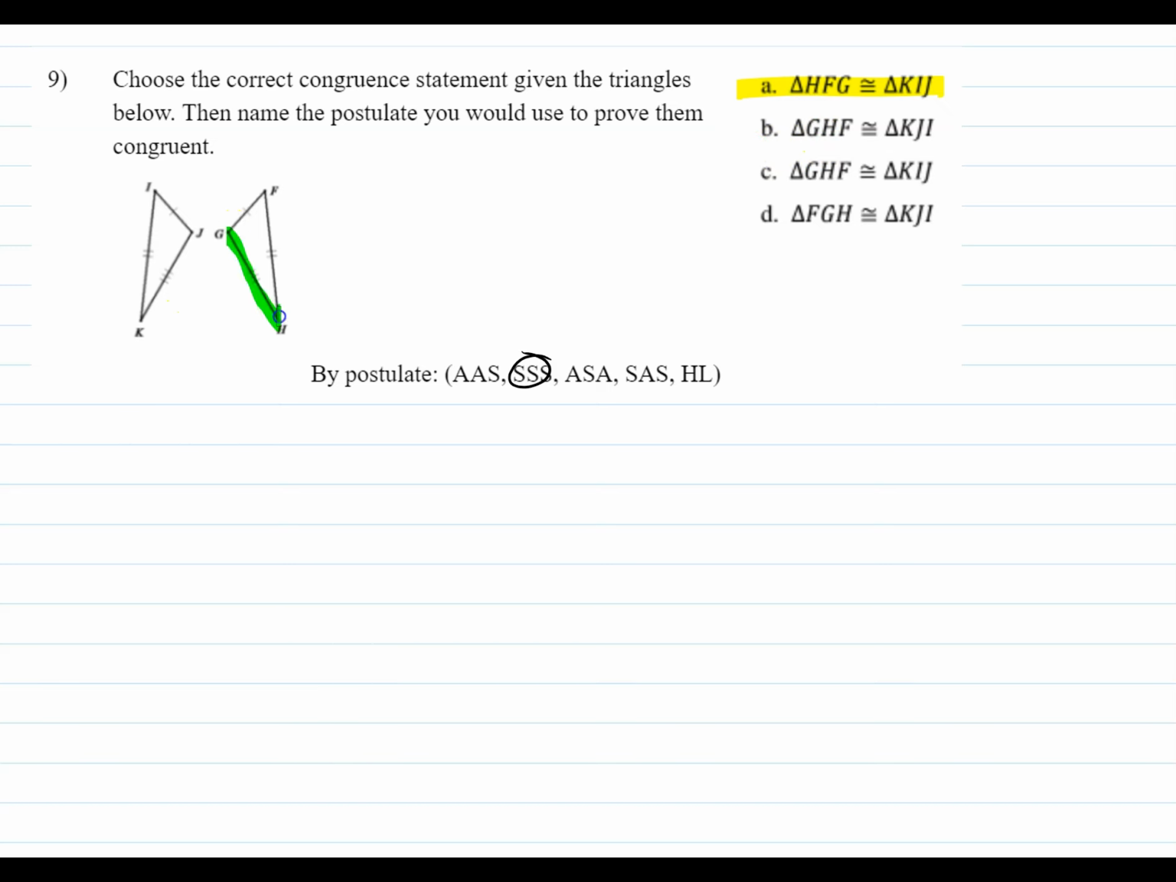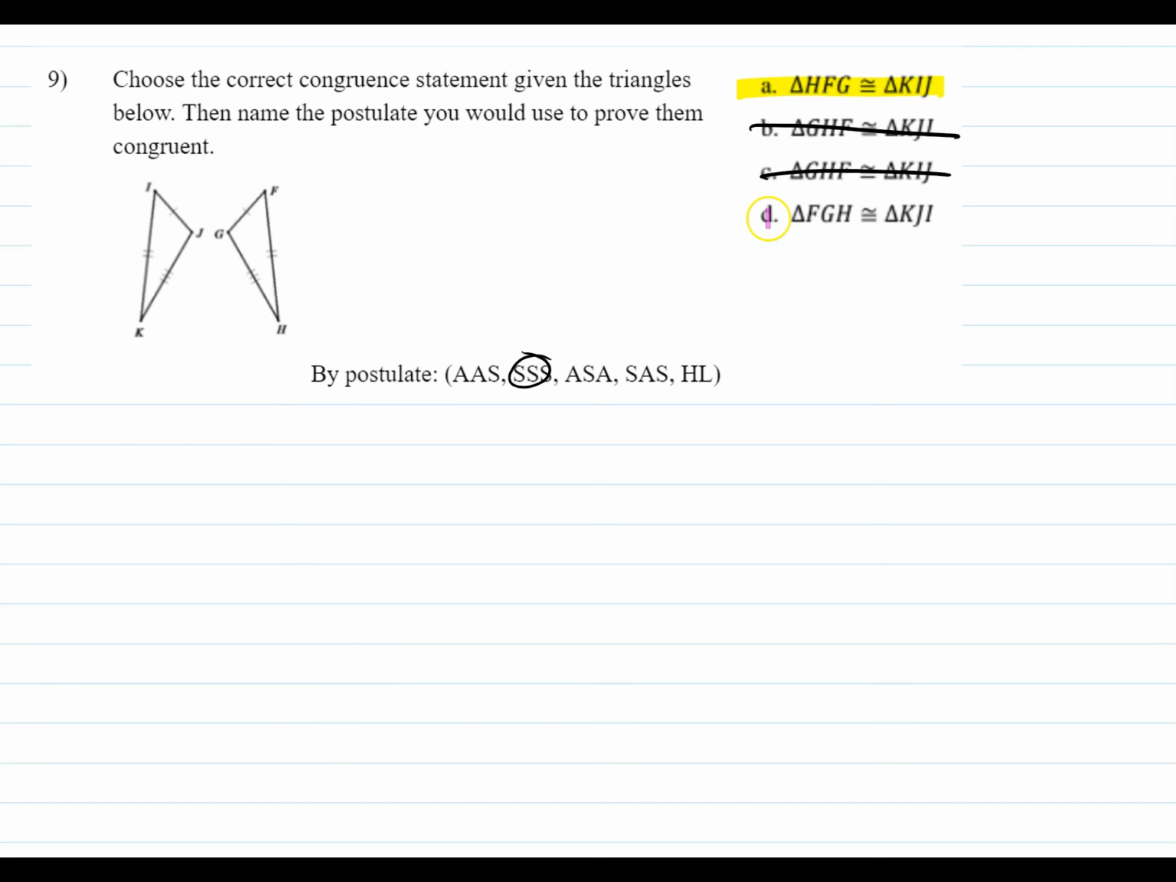GHF kind of goes that way, and on the other side, it's KJI. These clearly aren't going in the same order, so I'm going to cross that one off the list. And let's try the next one, GHF. It goes in that order, congruent to KIJ. That is also not correct, because on the right I started with G, and on the left I did not start with angle J. Those two are corresponding together, so you can see that it's different ordering.